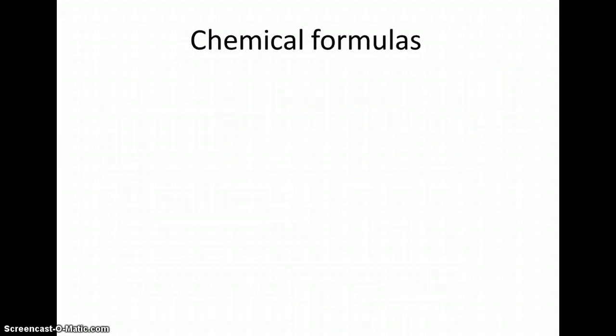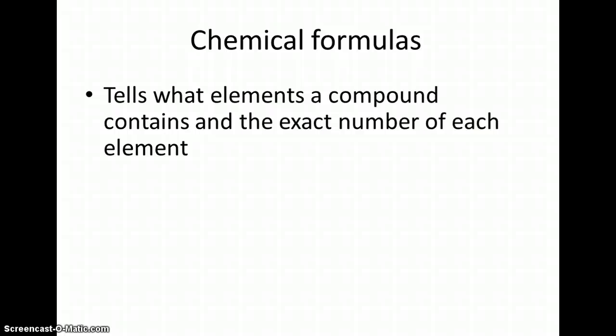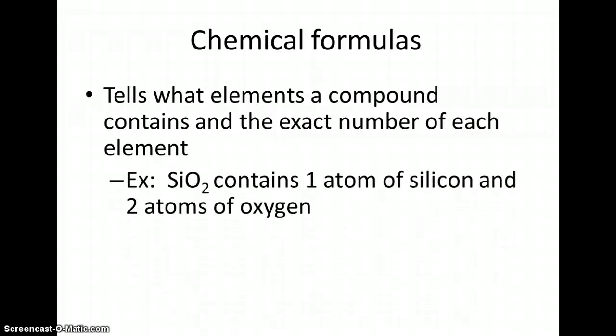Writing chemical formulas, then. A chemical formula tells what elements a compound contains and the exact number of each element. For example, in this particular compound, SiO2, if there is no little number right after Si, we can assume it is a 1. So that's where we get 1 atom of silicon. The little 2 behind oxygen only goes towards the oxygen. It doesn't go towards the silicon. So in this case, we have 2 atoms of oxygen.